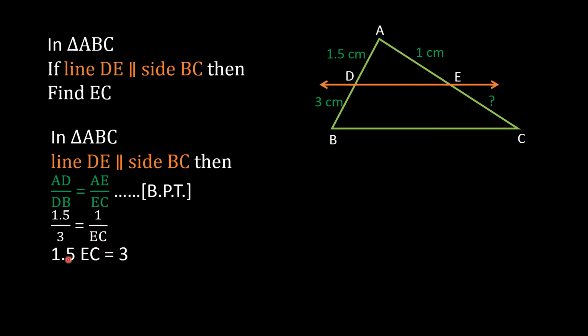So 1.5 EC will be 3. So EC will be 3 divided by 1.5. Now 3 is twice of 1.5, so the answer will be 2 cm. So here EC will be 2 cm.